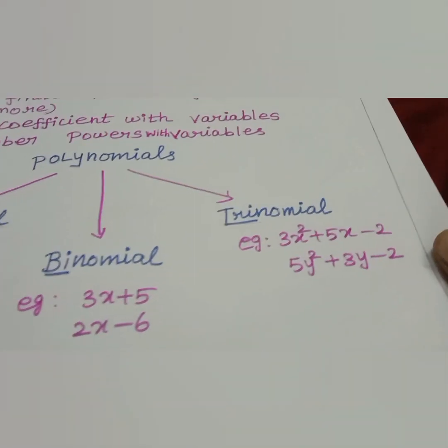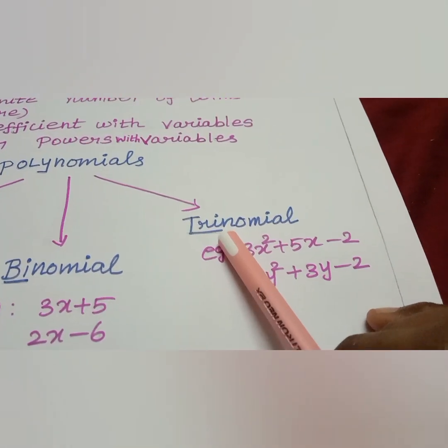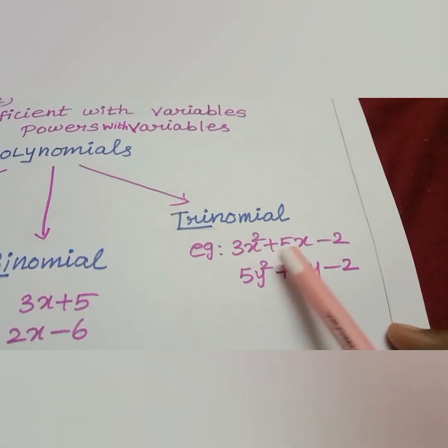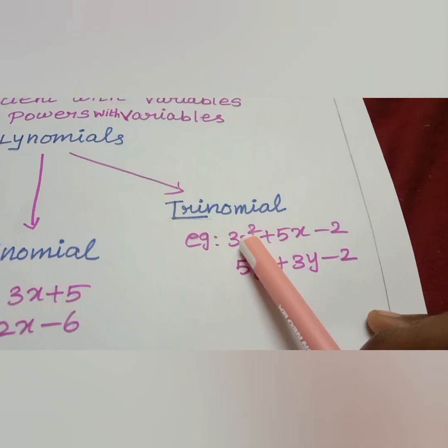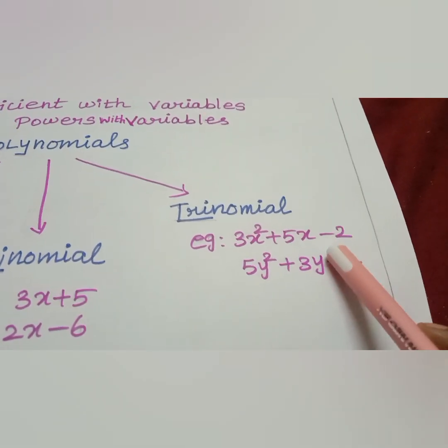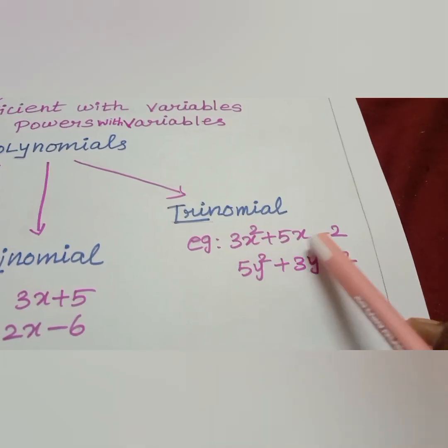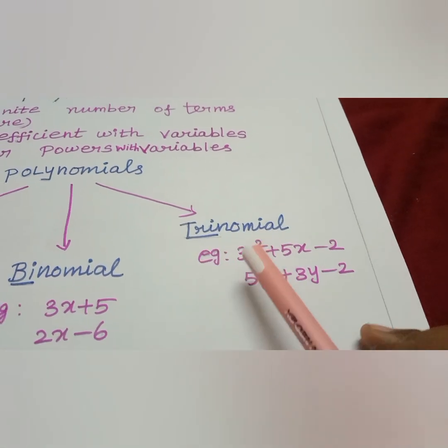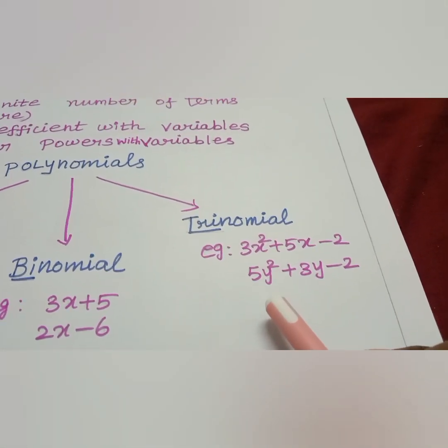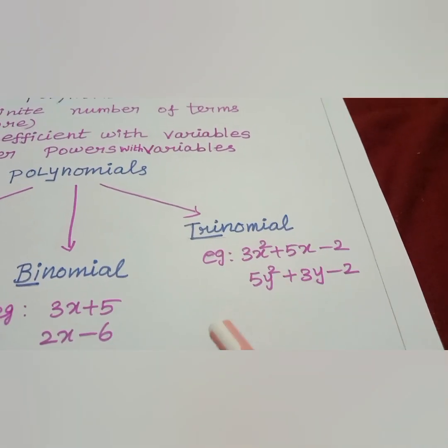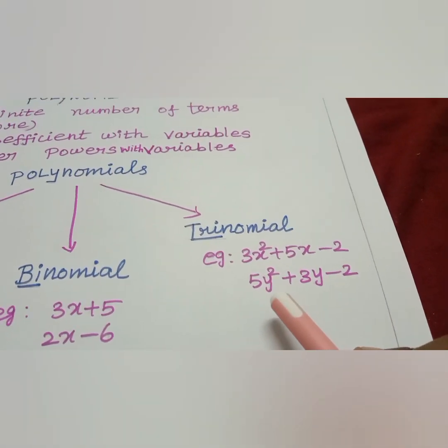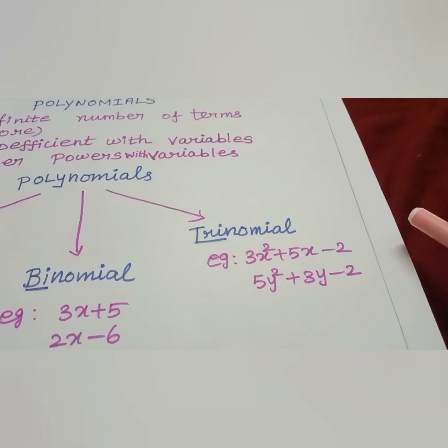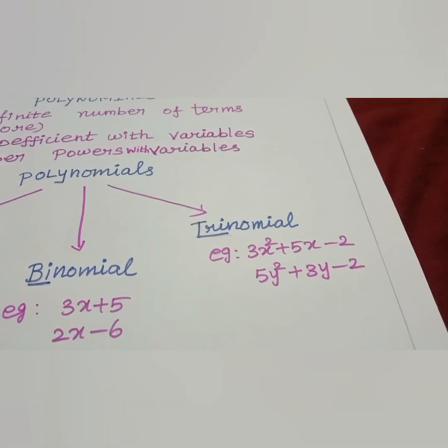The third one, trinomial. Tri means three terms. An algebraic expression that contains only three terms, like 3x squared plus 5x minus 2: 3x squared is one term, 5x is one term, minus 2 is another term. So an algebraic expression containing three terms is a trinomial. More than three terms is called a polynomial. For example, 4x cube plus 5x squared minus 3x plus 5.